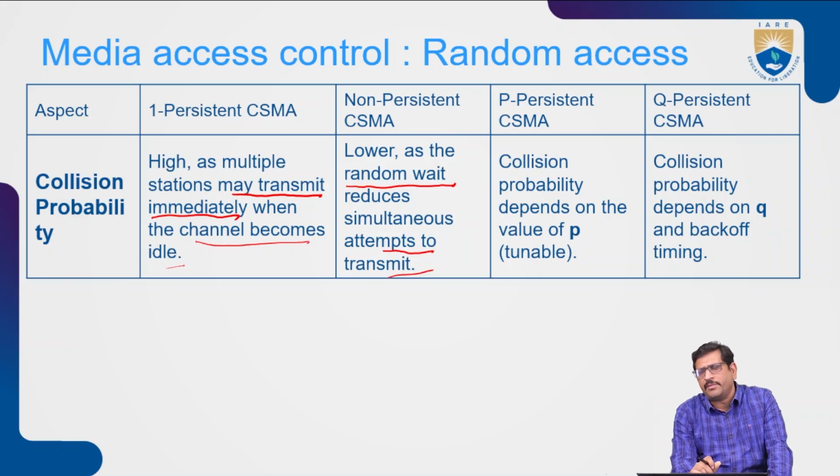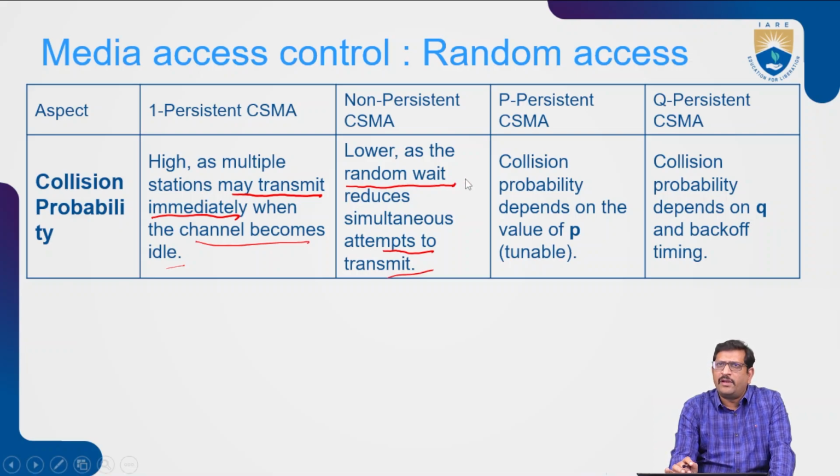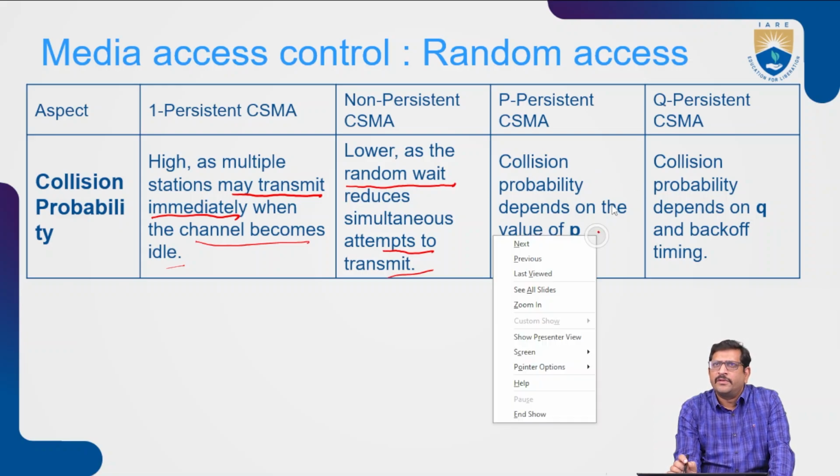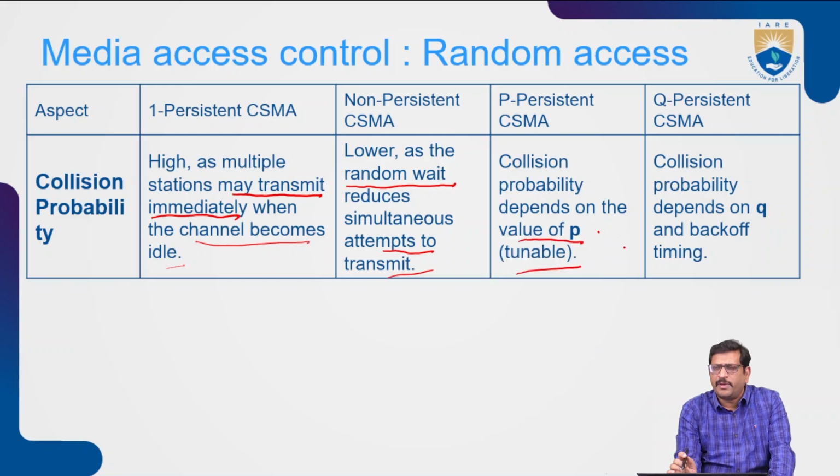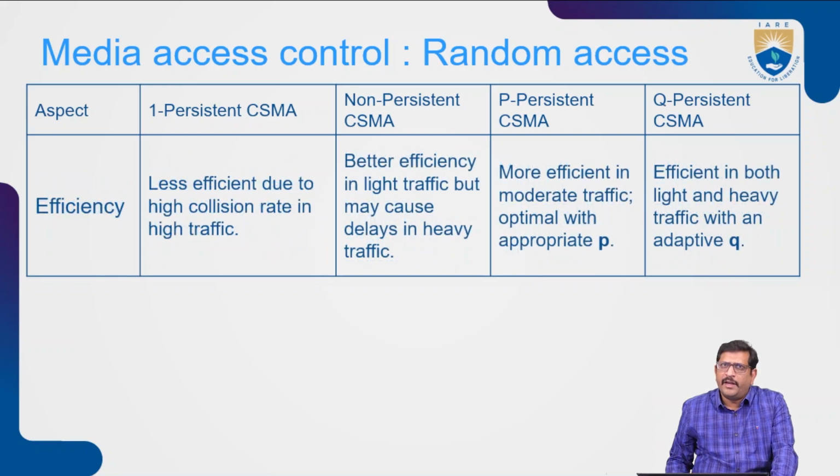P-persistent CSMA depends upon the value of p, which is tunable. Based on this probability value, collisions will arise accordingly. In q-persistent CSMA, the collision probability depends on q and the back-off timing. This is the difference in terms of collision probability and efficiency.